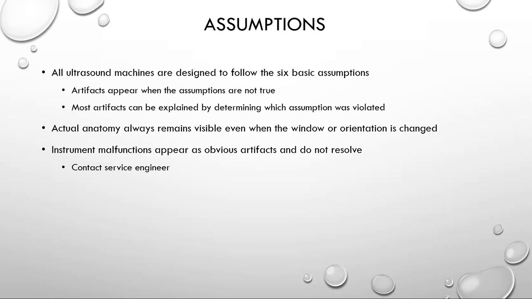Actual anatomy will remain visible when the window or orientation is changed. So if you're seeing an artifact, change your window, change your orientation, and real anatomy will stay there. Artifacts will go away, or could go away. Instrument malfunctions appear as obvious artifacts and they never resolve. When you see an instrument malfunction, call your service engineer. So let's talk about some of the artifacts that occur in ultrasound imaging.